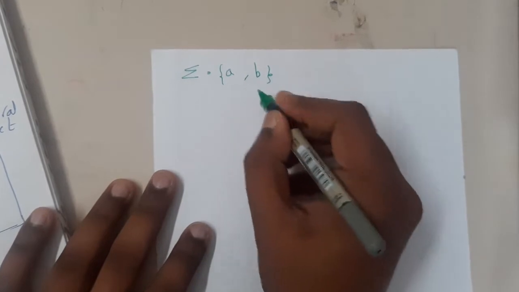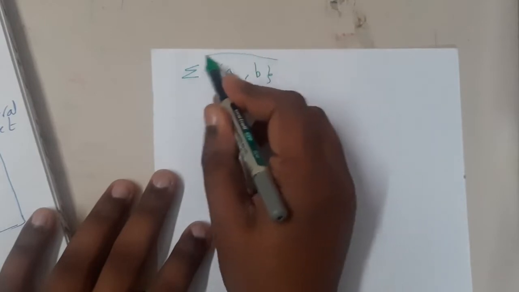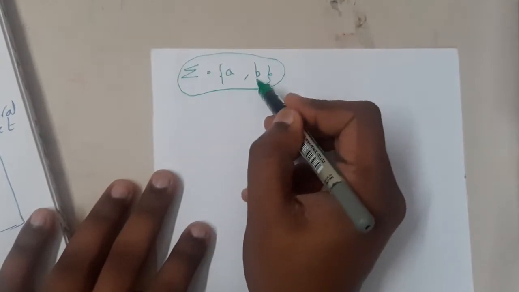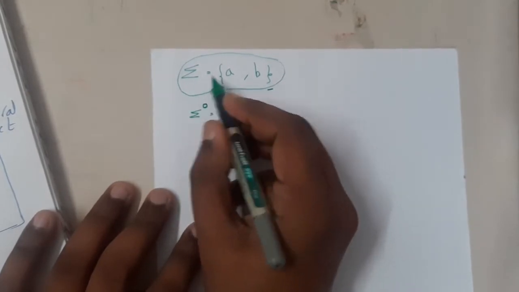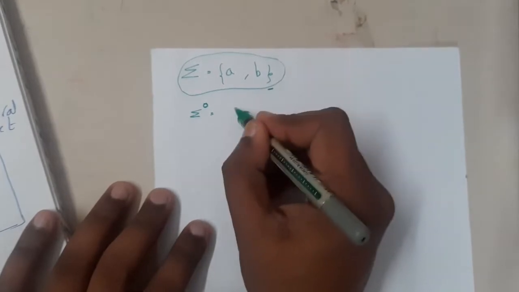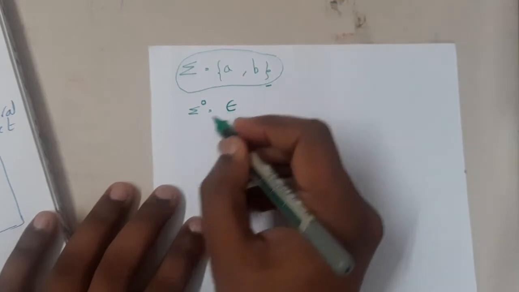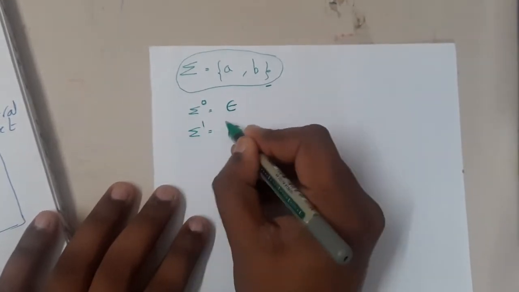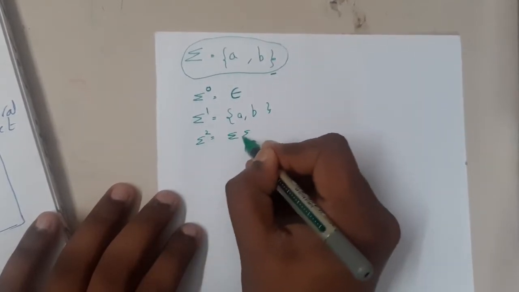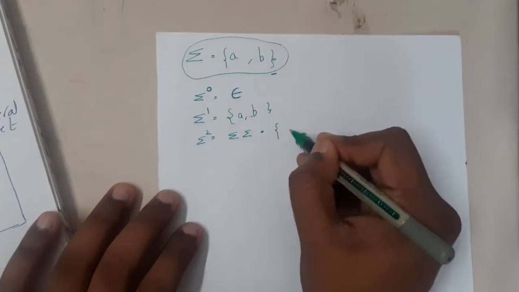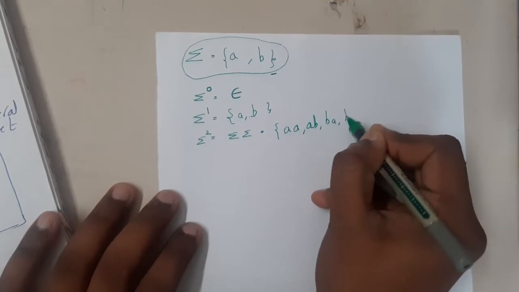So now assume that this is our closure, right? So sigma is equal to {a, b}. This is our particular alphabet which we have taken. Now if we assume sigma power 0, it means this is multiplied 0 times, so indirectly it's going to be empty, that is nothing but epsilon as a result. If I perform sigma once, I will get a, b. If I perform sigma 2, that is sigma into sigma, I will get all the combinations: AA, AB, BA, BB.